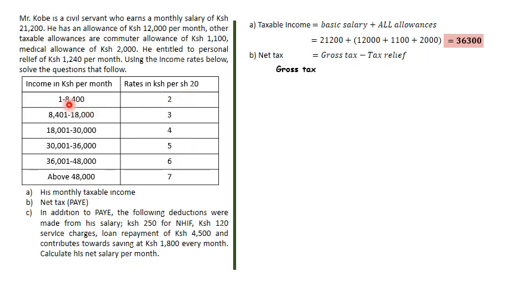That means for a salary that is somewhere between 1 to 8,400, for every 20 shillings, the person is charged 2 shillings. So if we are calculating in the first slab, we're going to have 8,400. You look for the number of 20 shillings there are by dividing that by 20, and then you multiply by 2 to get the tax the person actually pays. So we are looking for how many 20 shillings are there. For every one of those, the person is charged 2 shillings, and therefore that figure is going to be 840.